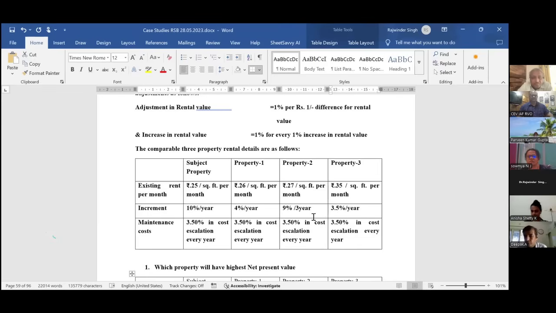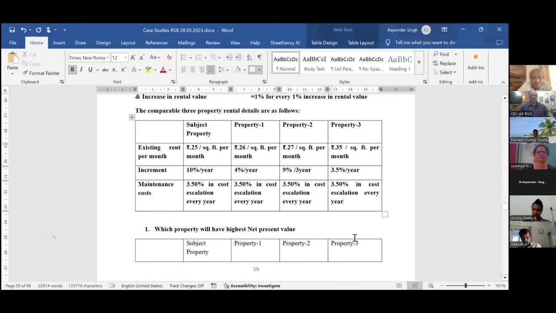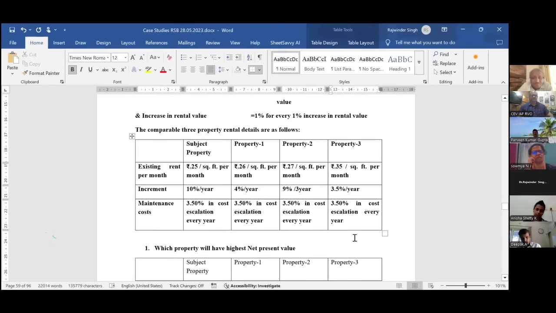And the maintenance cost escalation is 3.5% every year. It is also 3.5%. This is the data given. You have to calculate which property will have the highest net present value.